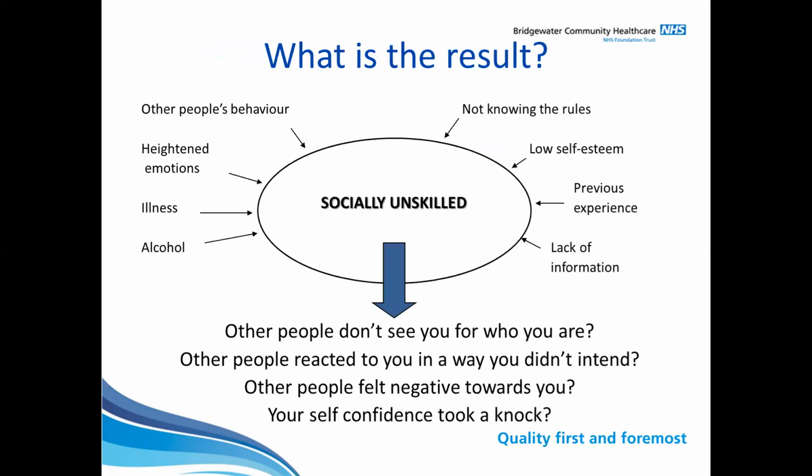So when a factor shown on the outside of the circle causes you to be socially unskilled, what happens as a result? Other people maybe don't see you for who you are, or they might react to you in a way that you didn't intend. Other people could feel negative towards you, or your self-confidence might take a knock.